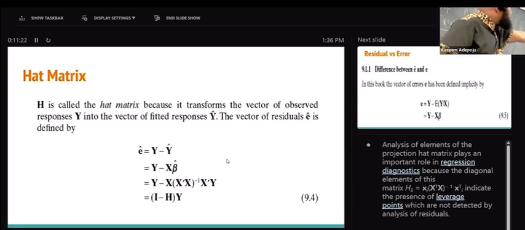Is there anyone who has trouble understanding how I derived equation 9.4? Is there anyone who has trouble understanding that? Go ahead. Very good. I'm going to show you now. Y is more or less like an identity matrix.